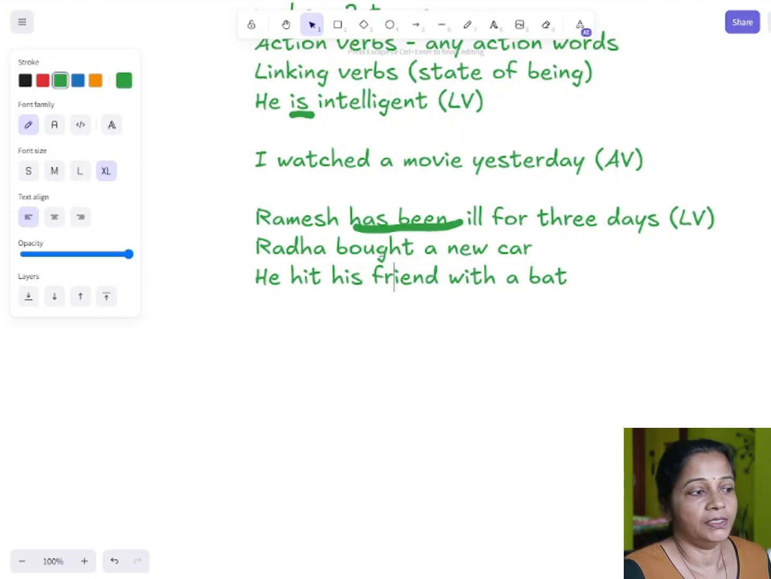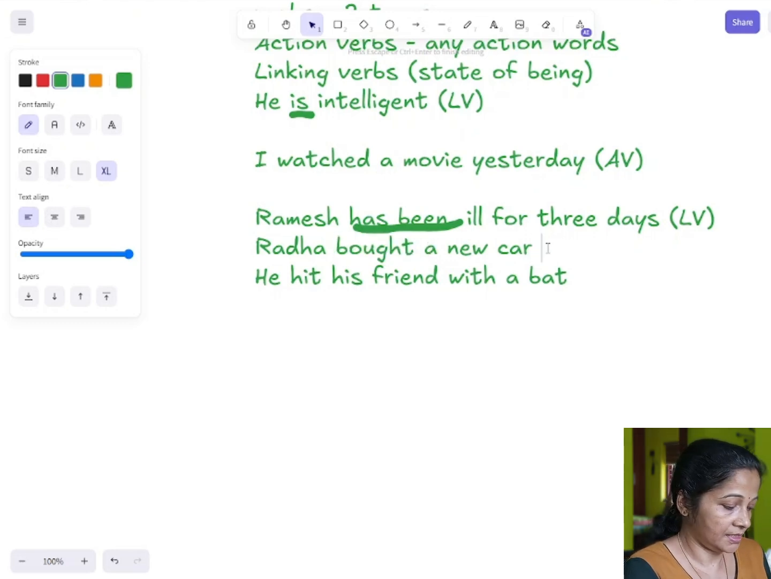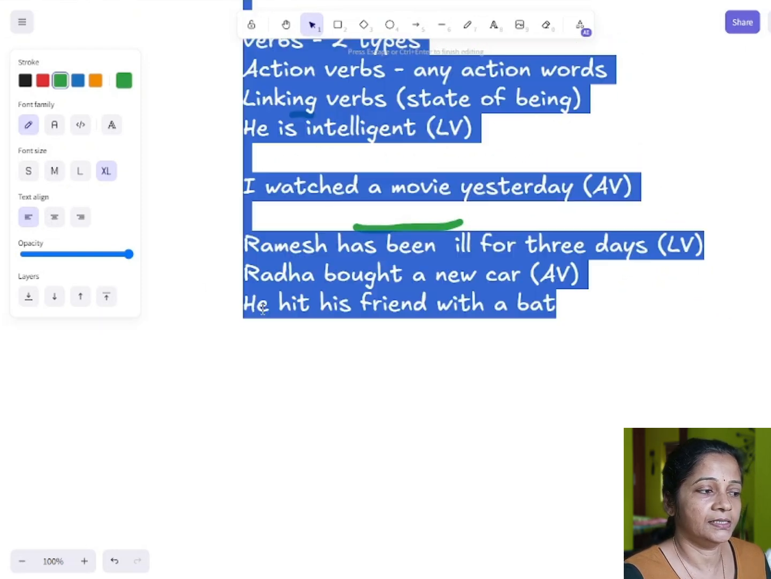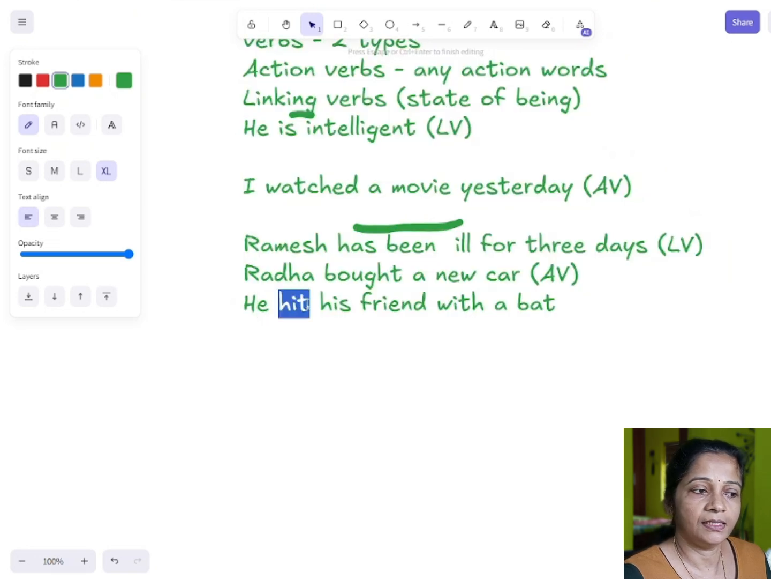Now, clear? Now, Radha bought a new car. Bought, what does it mean? Buy, you bought. Bought is an action. So this is an action verb. Okay. He hit his friend with a bat. So forget about all those. Now we say only subject and verb. What is the subject? He is the subject. Hit is an action word. Okay, so it is an action word.